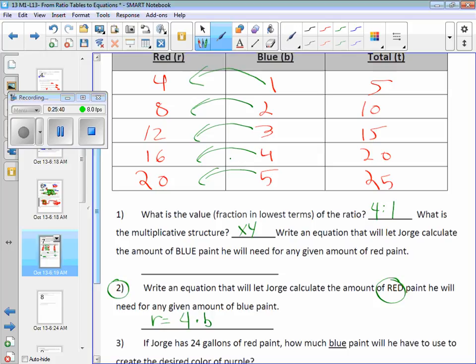If I pick 20, 20 becomes my R. I'm just going to bring this down. Substitute this in. Is 20 equal to 4 times 5? Obviously, yes. Equation's good.